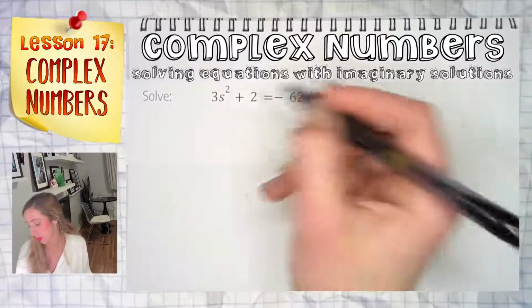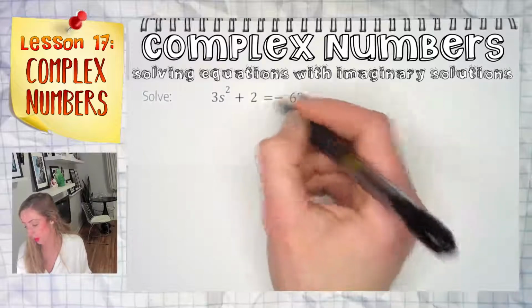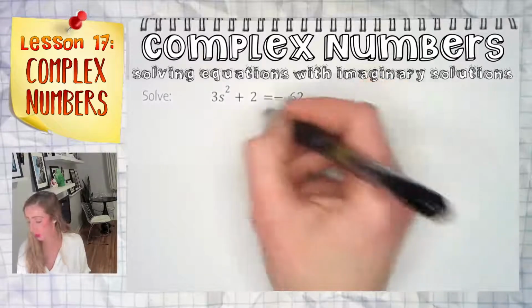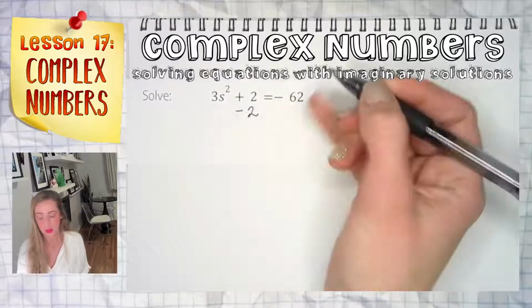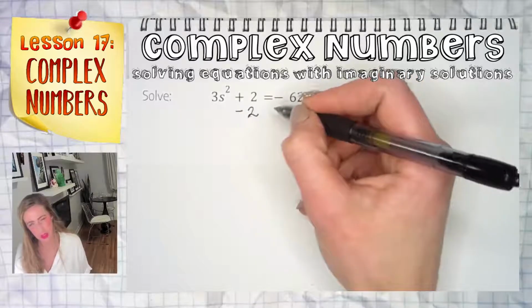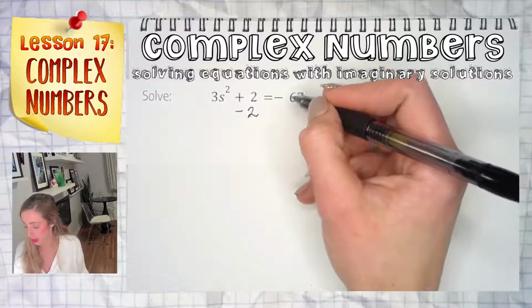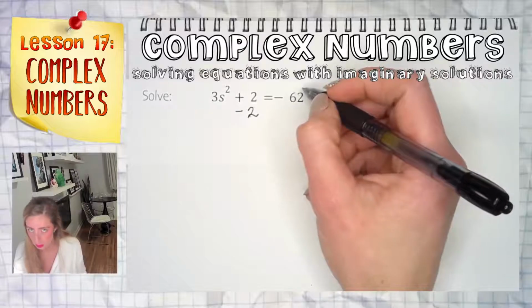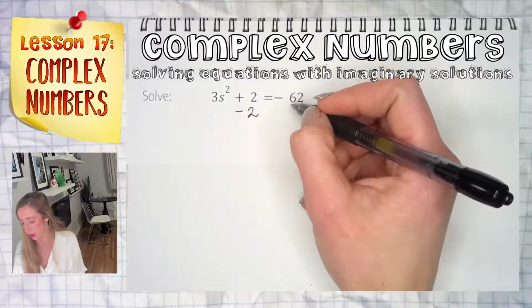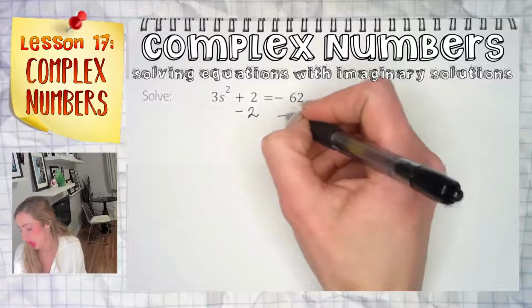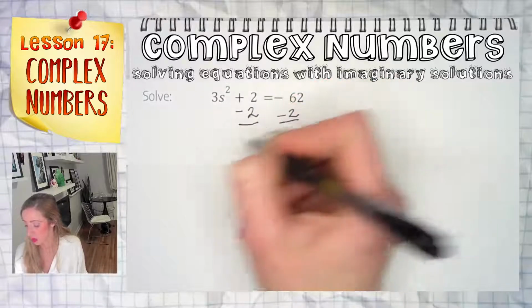Let's solve this example right here. We have 3s squared plus 2 equals negative 62. And we're going to go ahead and solve by taking square roots. I don't see a clear path to the difference of two squares. It will have some number squared, but I won't have two perfect squares. So I'm going to solve by taking square roots.